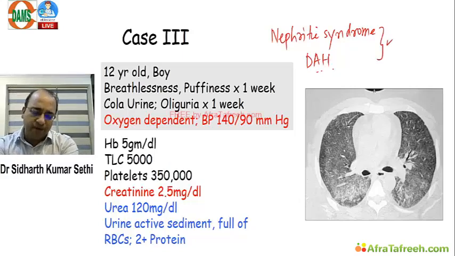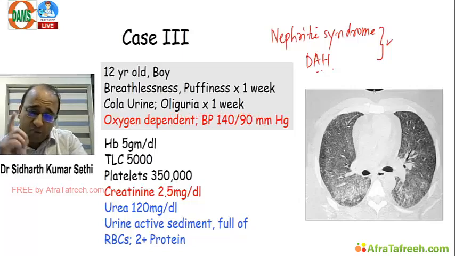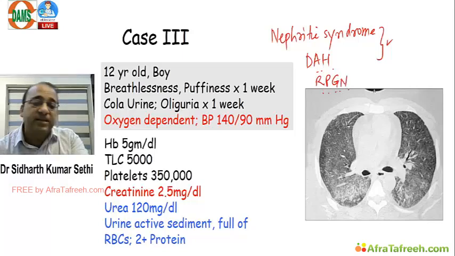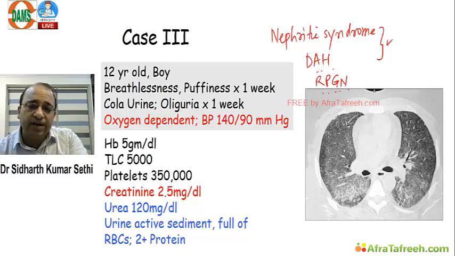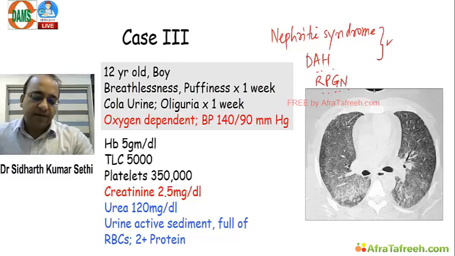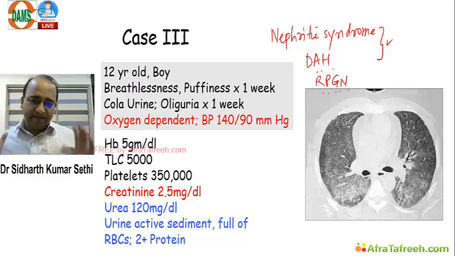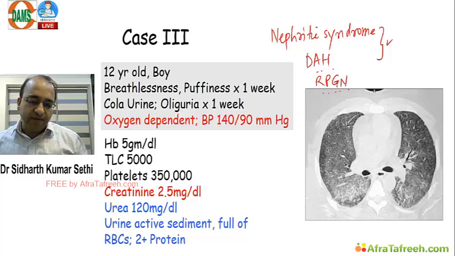It could be a pulmonary renal syndrome. There are many differentials to this. This is a nephritic syndrome, and I would like to add here, guys, this child has a creatinine of 2.5. He is rapidly, progressively losing his kidney function. So my clinical diagnosis is nephritic syndrome. His hemoglobin is 5. He bled into his alveoli, diffuse alveolar hemorrhage, and rapidly progressive glomerulonephritis.